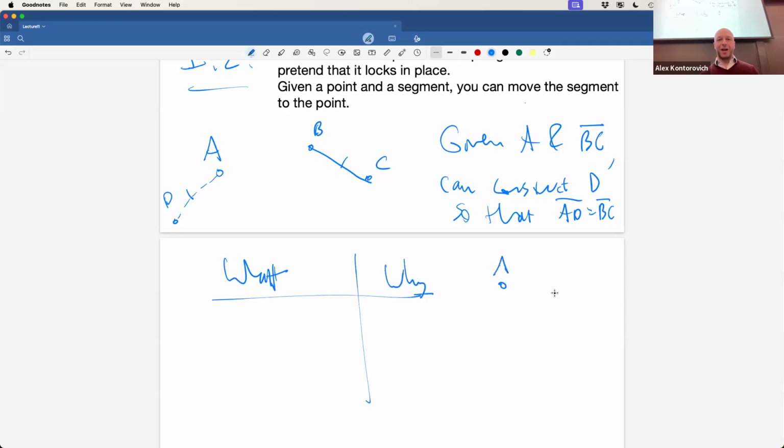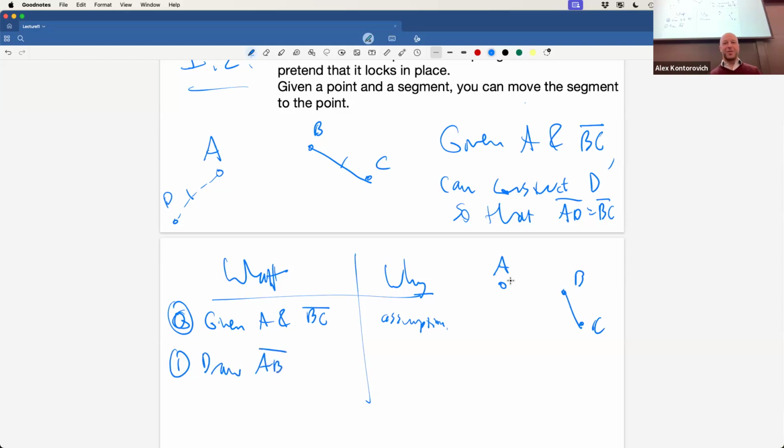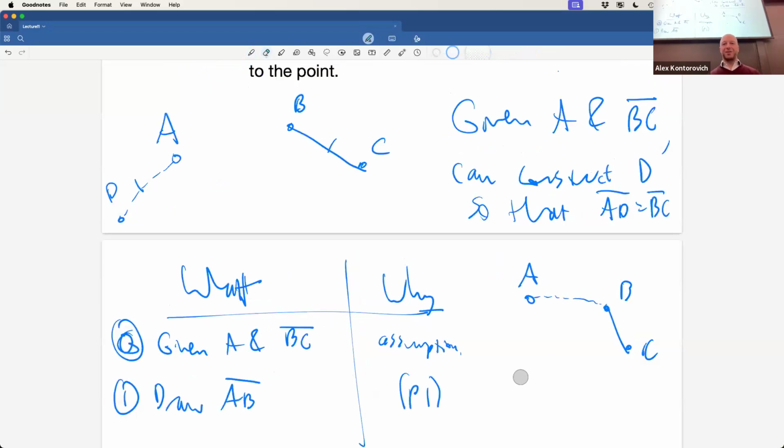Okay, so we're given a point A and a line segment BC. This is step 0. We're given A and BC. Why? Well, that's the assumption. Step 1: draw the line segment AB. Is that what you're going to say? Okay. Draw AB. How come we're allowed to draw AB? Yeah, it's P1. The first postulate is that you can use a straight edge.